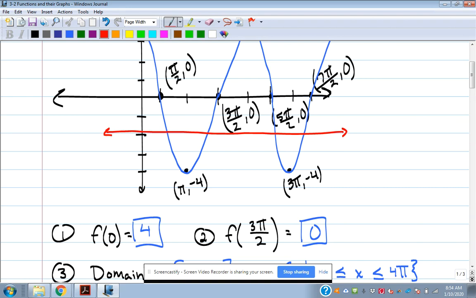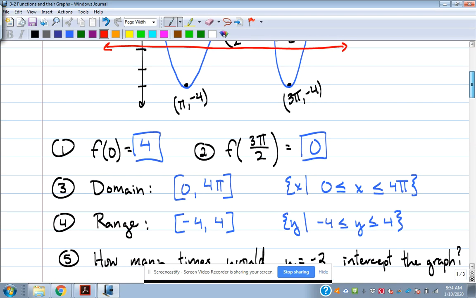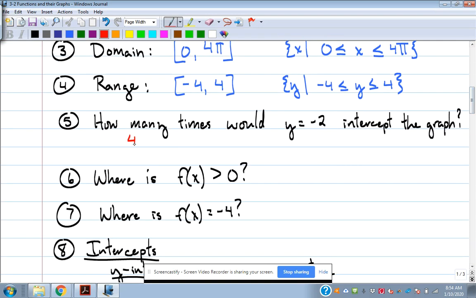If we had to find those things, we'd have to have a little bit more information about the equation that this blue line came from. We don't have that information. So this would be 4 times.